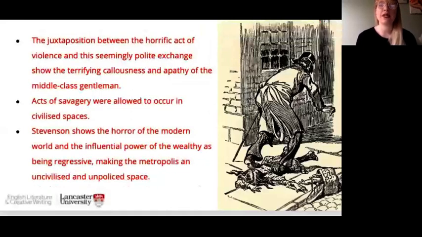Okay, so just going back through these questions now. So the first one, about the comparisons between the extract I've just read and the young girl being trampled beforehand. There was a juxtaposition here between this horrific act of violence and the seemingly polite exchange, which shows the terrifying callousness and apathy of the middle-class gentleman. We also have the fact that these acts of savagery were allowed to occur in these civilized spaces. So what is Gothic about this economic exchange is we have these macabre negotiations taking place in a sinister, unlit street, okay?